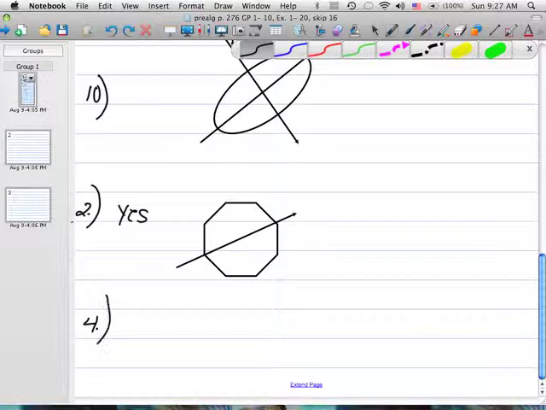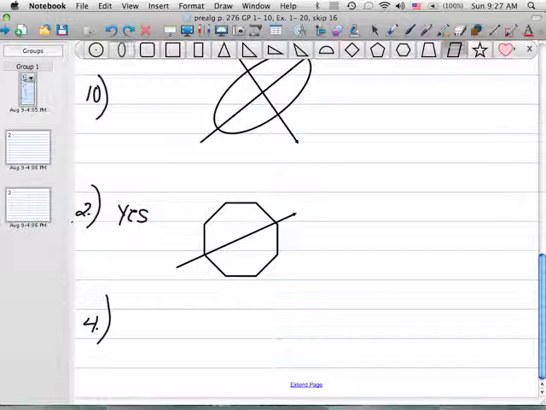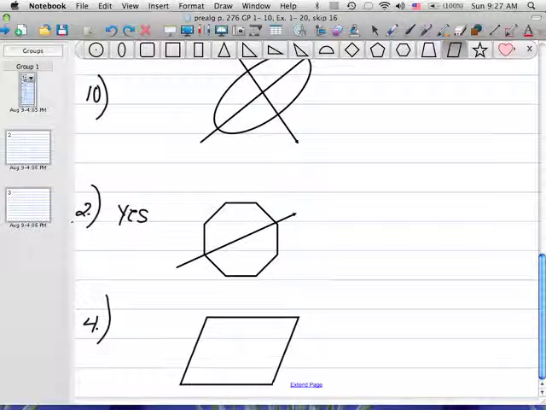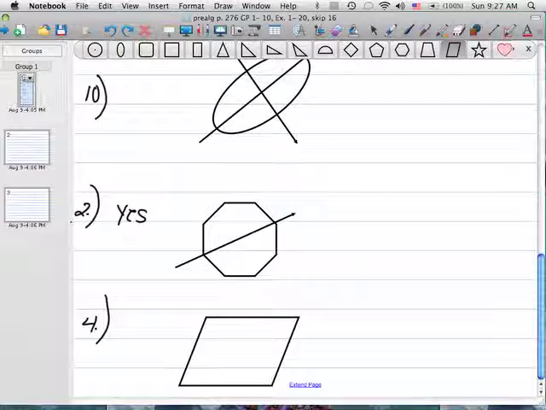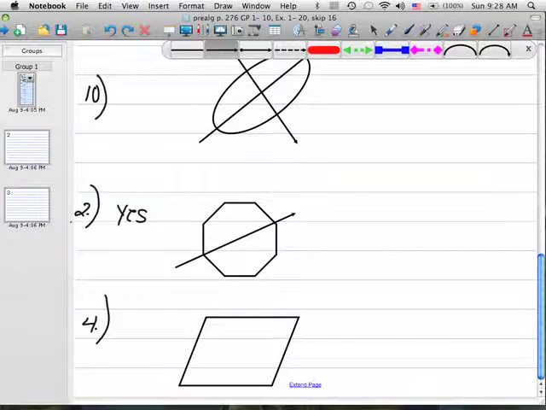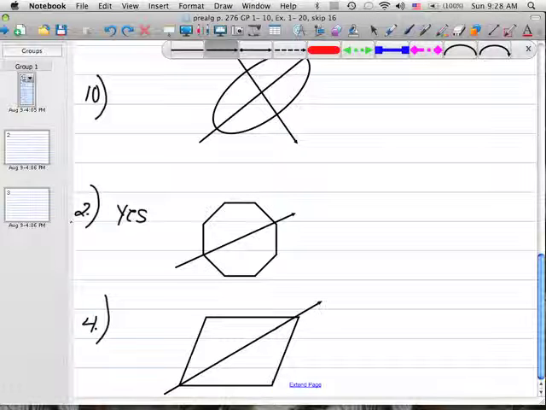Number 4, trace each figure onto a piece of paper, then draw all lines of symmetry. If there are none, write none. So number 4 is a rhombus. Excuse me, not a rhombus, a parallelogram. And if we try drawing a line of symmetry here, that's not going to fit on itself.